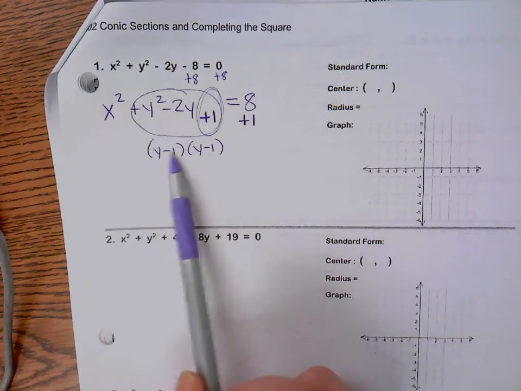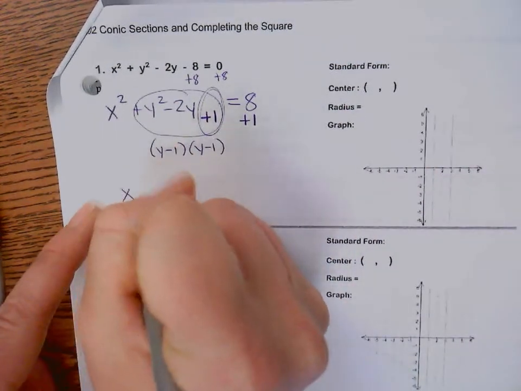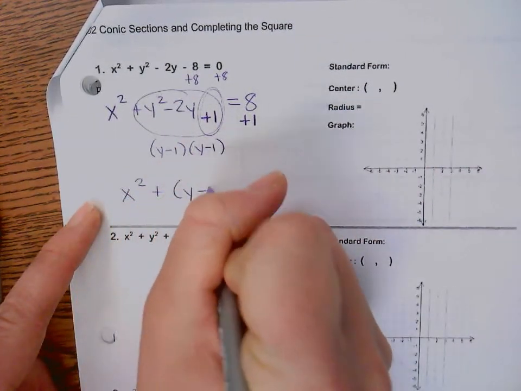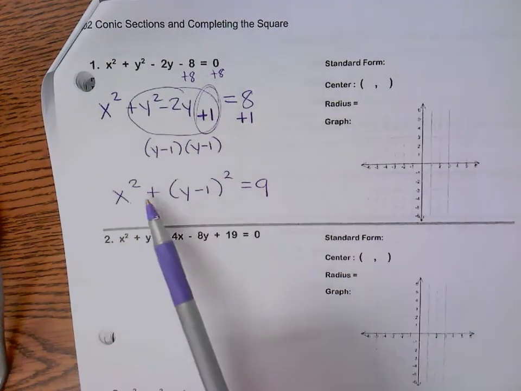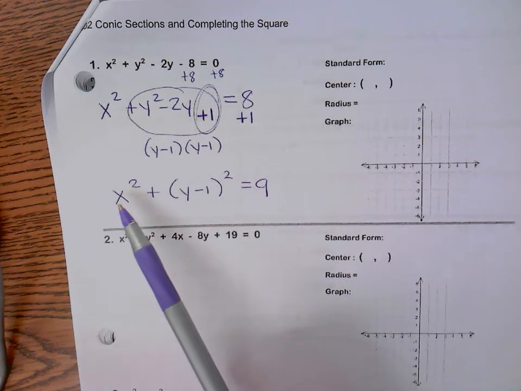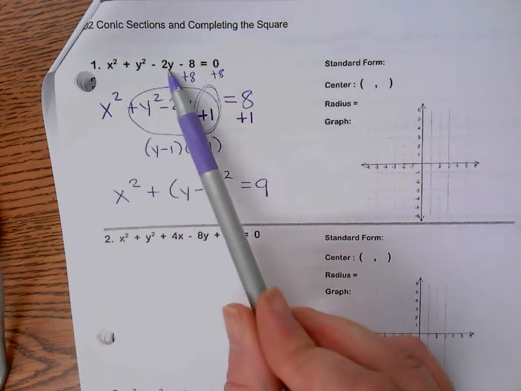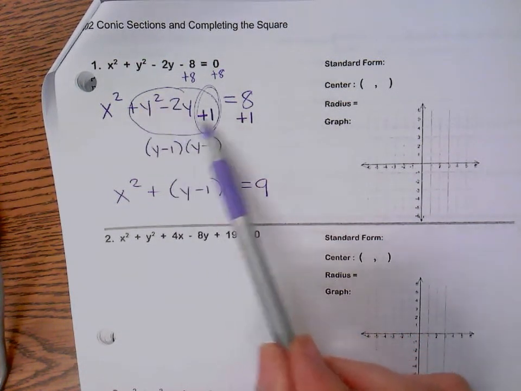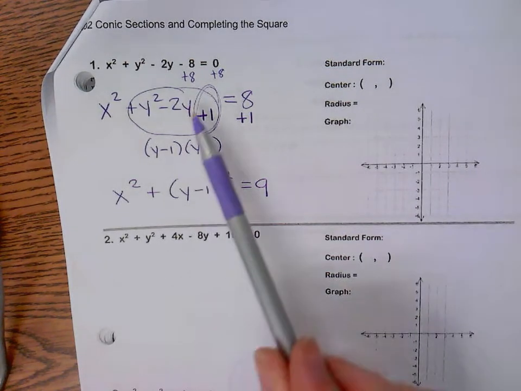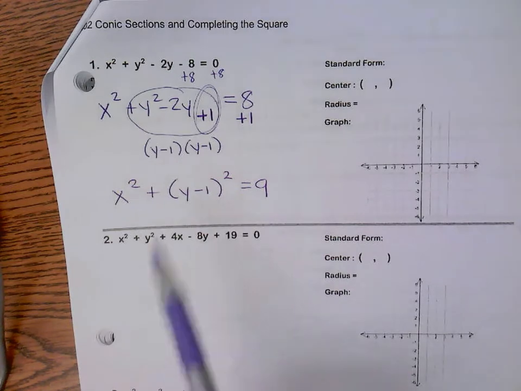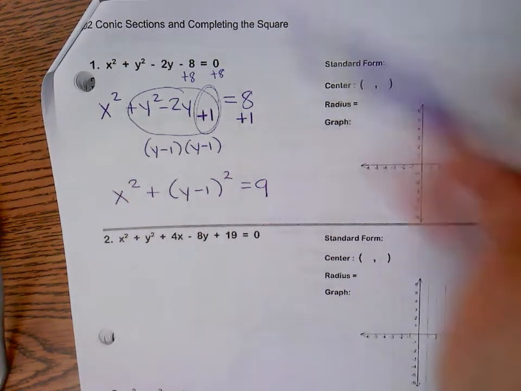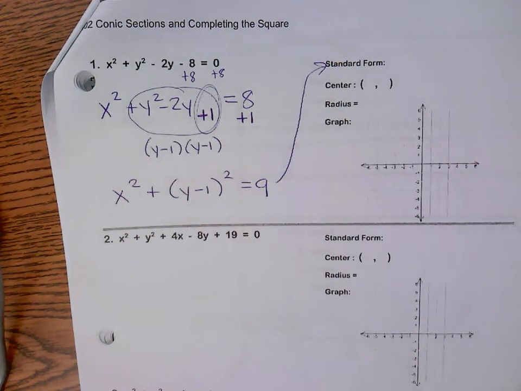And because it's a perfect square, I can rewrite my equation as y minus 1 squared. So x squared was a perfect square the whole time, but for all of these y terms, to make it into a perfect square, I had to add 1 to both sides of the equation and factor it. So now I have an equation that's in standard form. I'm not going to rewrite it, but that's my standard form equation, and I can locate my center and my radius and graph it now.